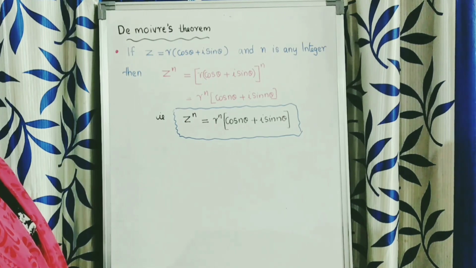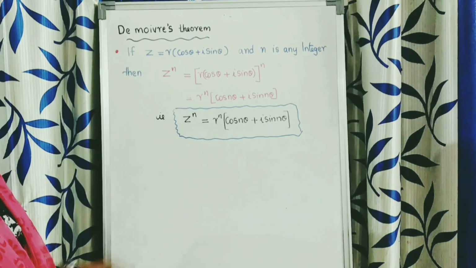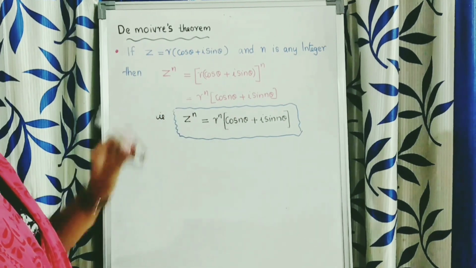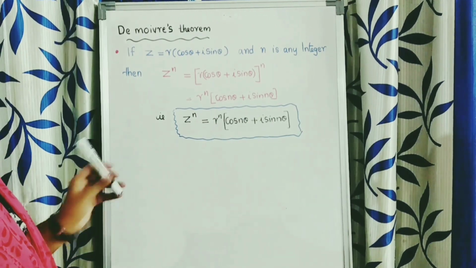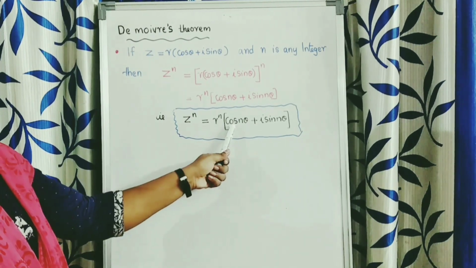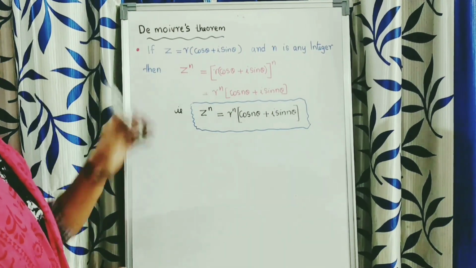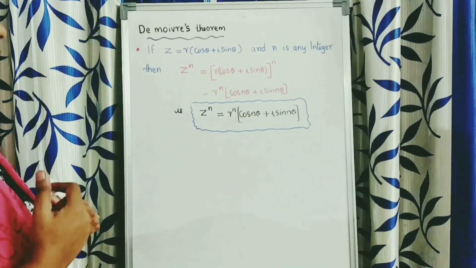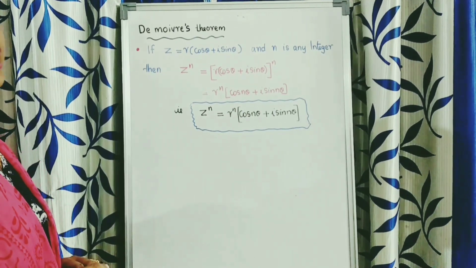If z is equal to r into cos theta plus i sin theta and n is any integer, then we can write z raised to n as (r cos theta plus i sin theta) whole raised to n. That is equal to r raised to n into cos n theta plus i into sin n theta. That is, De Moivre's theorem says if z is equal to r into cos theta plus i sin theta and n is any integer, then z raised to n is equal to r raised to n into cos n theta plus i sin n theta.